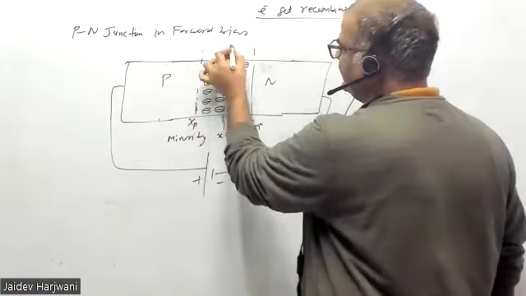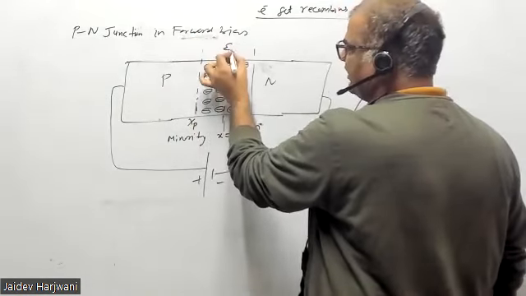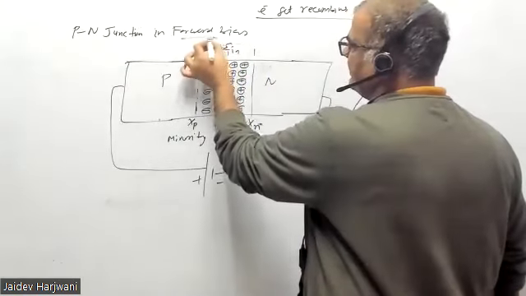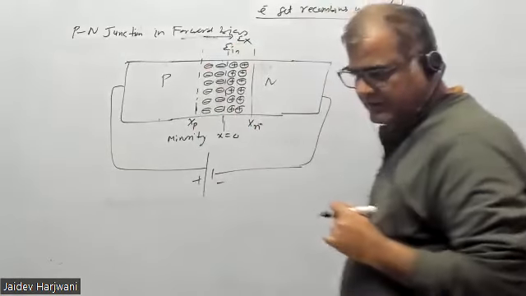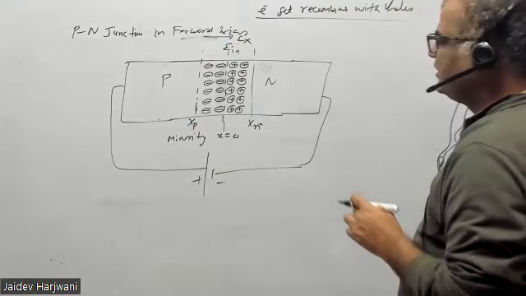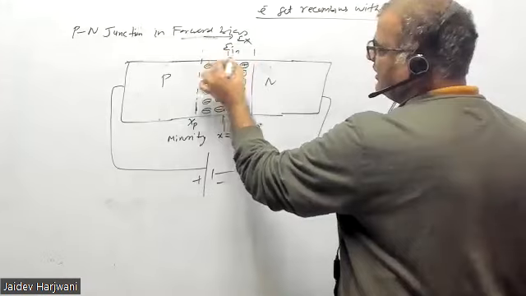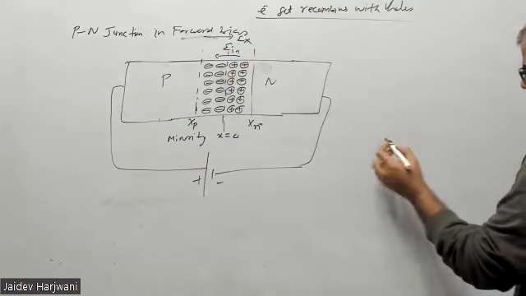What happens if you apply plus and minus here? That means I'm applying an external electric field here. So this is the internal electric field, I say E_in, already present because of separation of charges. Now I'm applying an external electric field in this region, because of this positive battery. Now this external electric field is opposite to the internal electric field. So what will happen now when I apply this?